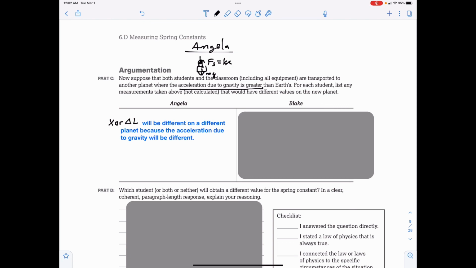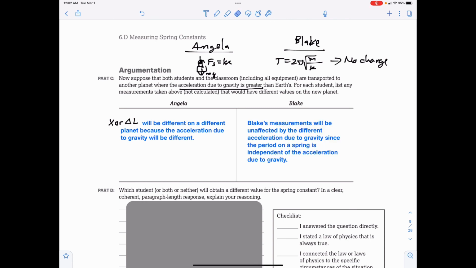Okay, now Blake was using the oscillating mass method, and the period of an oscillating mass depends on the mass itself, which does not change when you go to another planet, and the spring constant k, which is kept the same. Therefore, Blake's should experience no change or no effect. Gravity does not have an effect on the period. Blake's measurements will be unaffected by the different acceleration due to gravity, since the period of a spring is independent of the acceleration due to gravity.